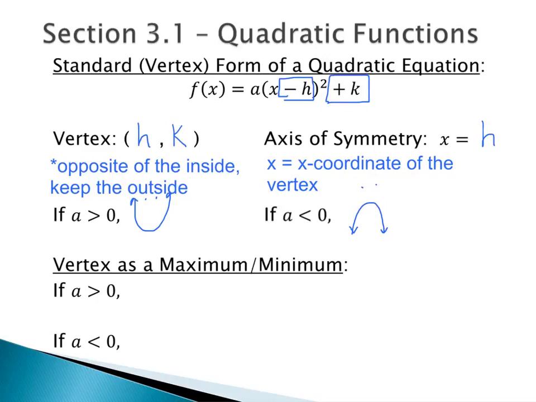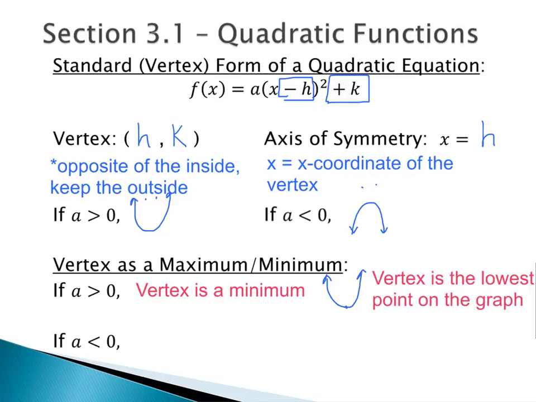The vertex then can be considered either a maximum or a minimum. If a is greater than 0, then the vertex is a minimum. The reason for that is that if a is greater than 0, going back to the example we just had, it's facing upward, which means your vertex is the lowest point on the graph. Versus if a is less than 0, that means that a is negative. That means the vertex is a maximum because, again, if we think of the picture, it's facing downward, so that vertex point would be the highest point on the graph, which means it would be at maximum value.